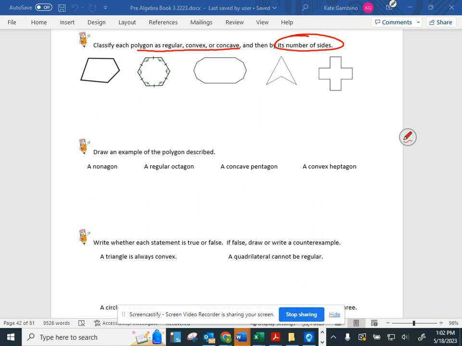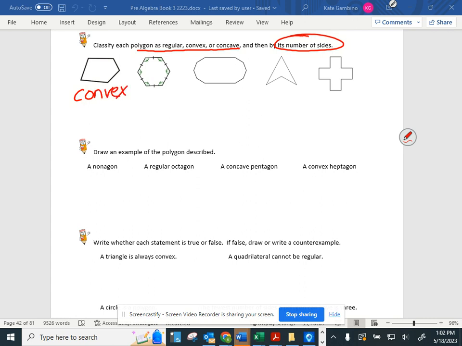Okay, so what would our first shape be? Regular, convex, or concave? Can it be regular? No. Are there any notches telling us that they're the same measurements? Are there any numbers telling us that they're all equal measurements? No, so it's not regular. Is it convex or concave? Convex, because there are no cave-ins.